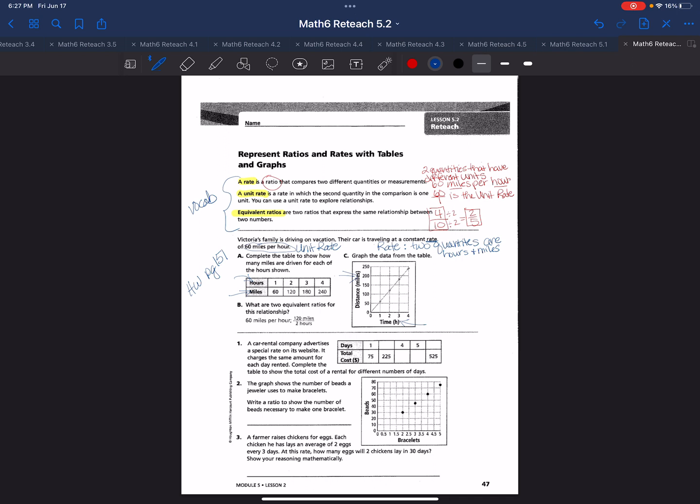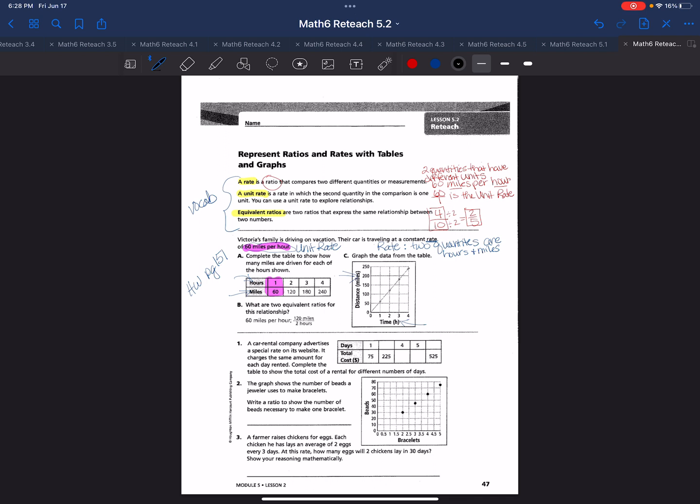Complete the table to show how many miles are driven for each hour shown. We know that it's 60 miles per hour. So we can fill that in based on what was given in the problem. And then we use equivalent ratios to find the other relationships.